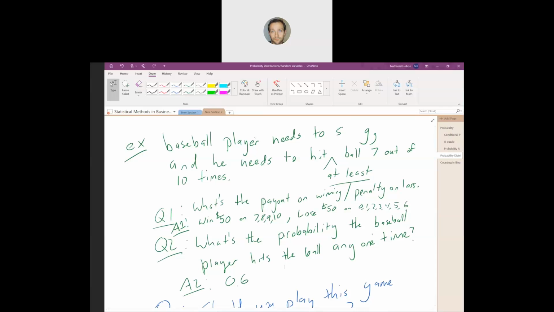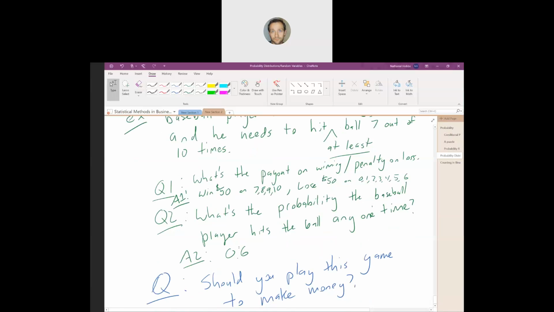I'll say that if anybody can come up with the answer to this question, should you play this game to make money? And can give a concrete answer, like, yes, you should, because of some specific reason, or no, you're going to lose money if you play this game, and here's why. If you play this game so many times, you'll lose this much money. Or, yeah, play the game. Yep, you can make money. In fact, if you play that game 10 times, you could expect to maybe earn this much money.